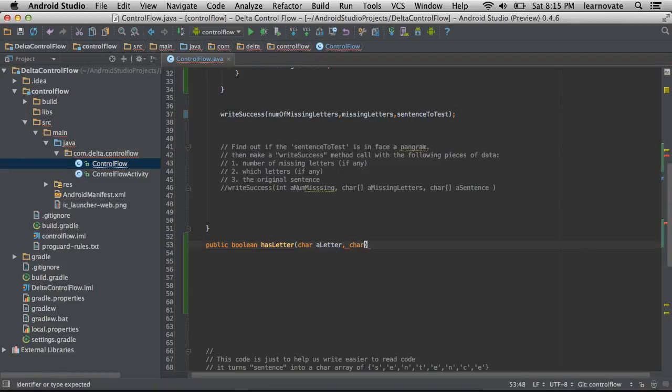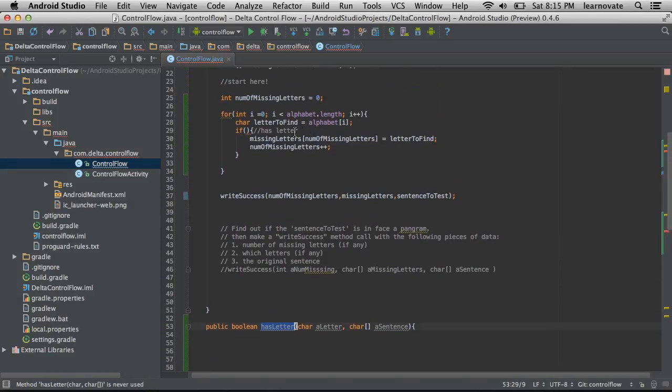So here we have the actual has letter method. I'm trying to figure out, okay, given a sentence and given a letter, does that letter actually exist in that array of characters? Now, when you're writing that method, are you choosing the parameters, or is that something that's already kind of automatic for you?